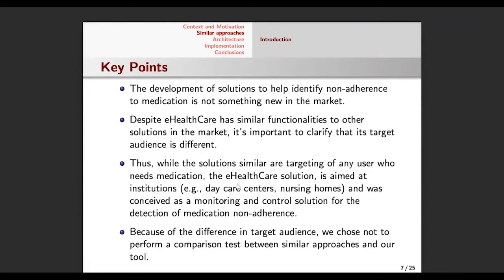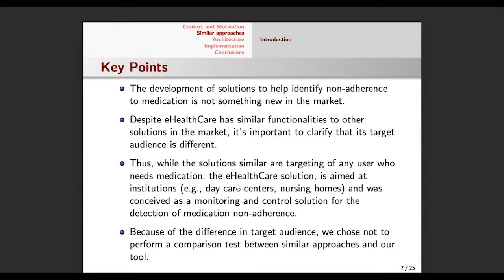Inside the section named similar approach, we have a lot of points to discuss. The development of a solution to help identify non-adherence to medication is not something new in the market. There are a lot of solutions, for instance, Pillback, Tap Timer, and others.